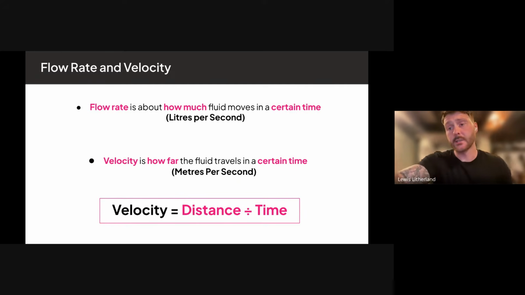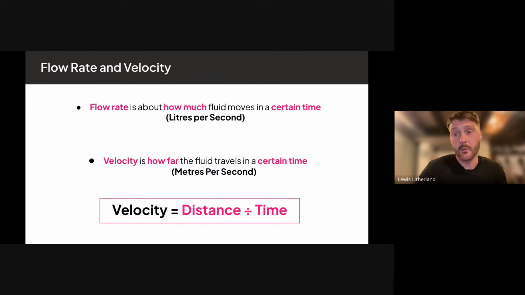Okay, so the first slide, just to introduce this, because again, some people have got stuck on this, and you can see why. It's basically the difference between flow rate and velocity. So again, we did flow rate last week. And in short, or in the simplified version, flow rate is just how much fluid moves in a certain time. And again, if you think about that as a sentence, that's just basically how much energy are we moving at that point in time. So we basically measure that in liters per second.